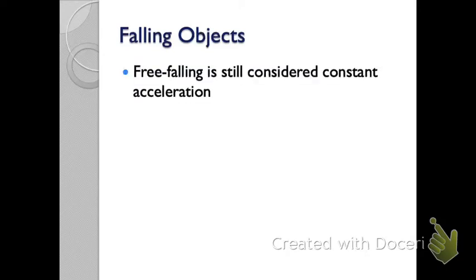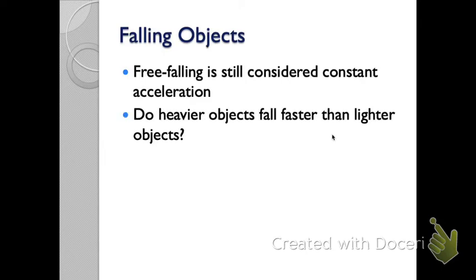Objects that are in free fall are still considered to have a constant acceleration, okay? And so if we have a constant acceleration, that means we can use our kinematics equations. However, the acceleration is not due to something pushing or pulling it. The acceleration that we experience is due to gravity, okay? It's due to gravity. So I want you to think about this question.